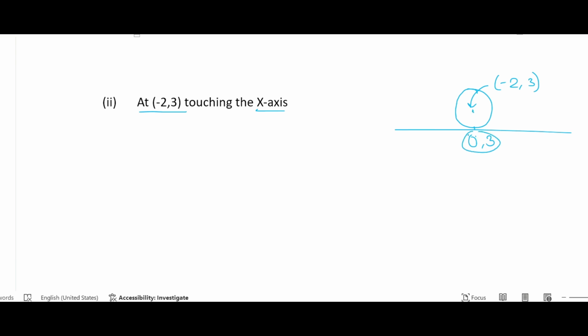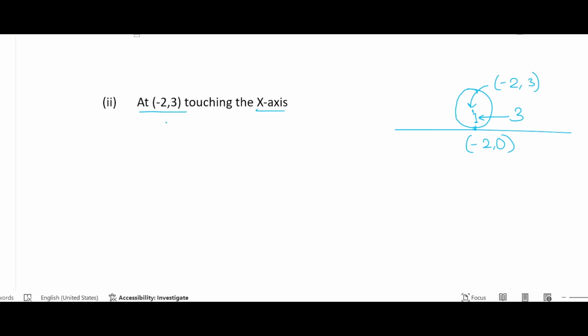Wait, so this part's x-axis will be the same. My bad. The x-axis will be the same for this point, right? The point of touching of x-axis in your circle, the x coordinate will be the same. So it will be minus 2, 0. So what is your radius? Your radius, if you look carefully, is 3 units.